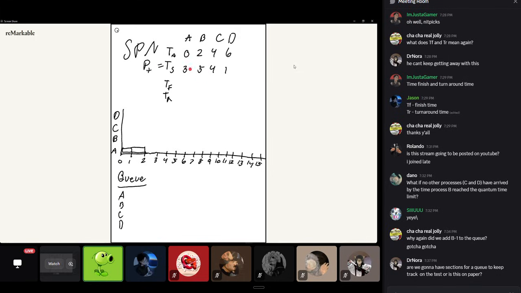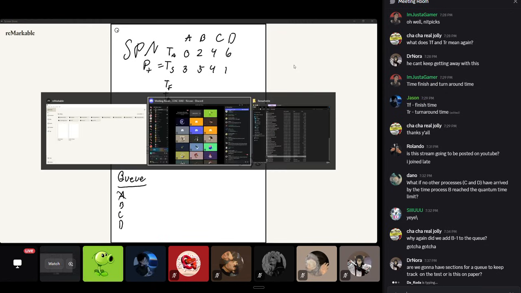So what has the shorter processing time between these two? Is it B or is it A? It's going to be A. A has a processing time of 3. B has a processing time of 5. So A will be allowed to finish its process. A will be allowed to finish and go to 3. Does that make sense?